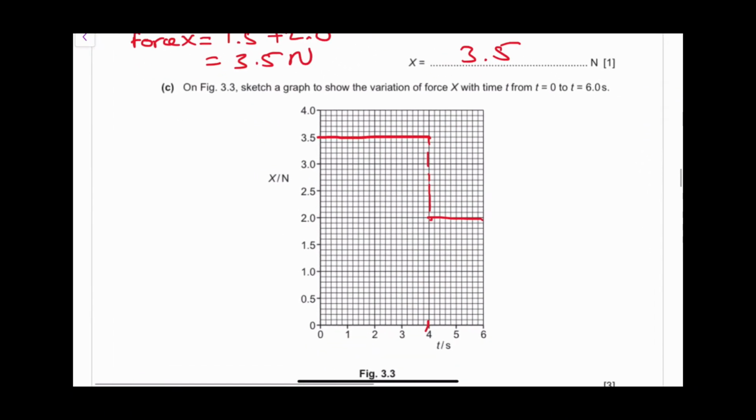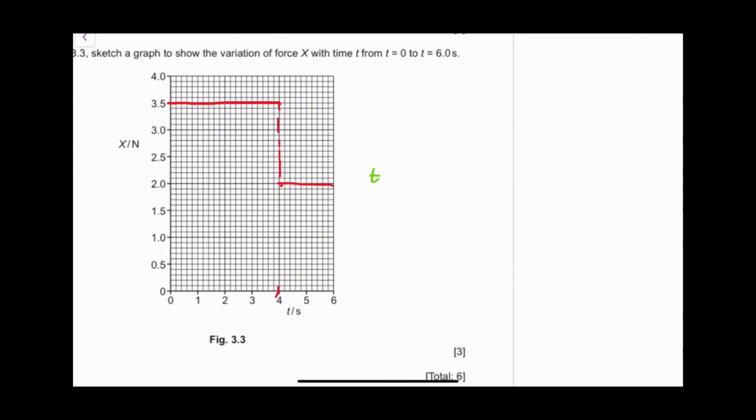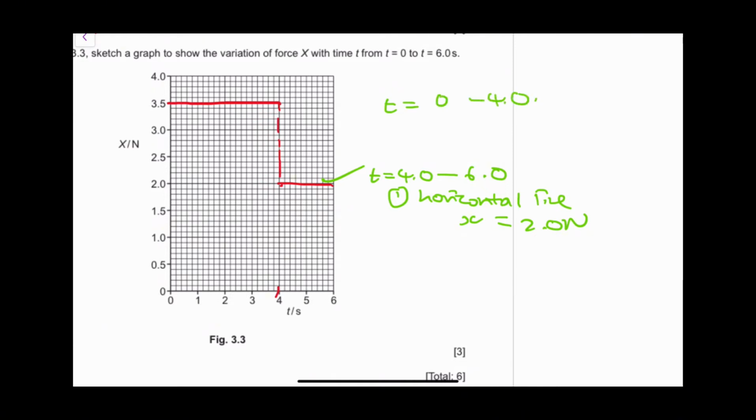So basically, you're done with your graph. So what are they looking for, right? They're looking for, from t equals 4.0 to 6.0, a horizontal line. So they want a horizontal line at X equivalent to 2.0 newtons, right? So you get your mark here. And again, from t equals 0 to 4.0, they're looking for a horizontal line, again at X equivalent to 3.5. You get your mark here.